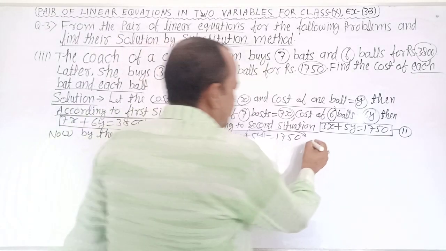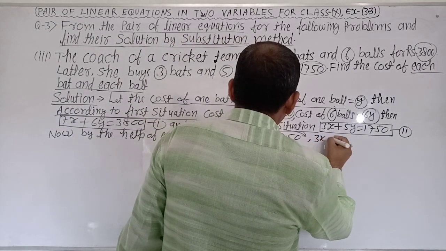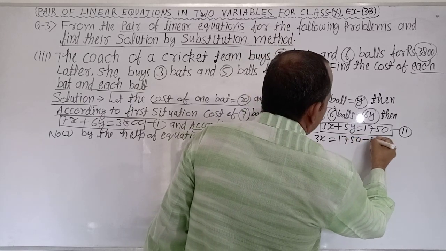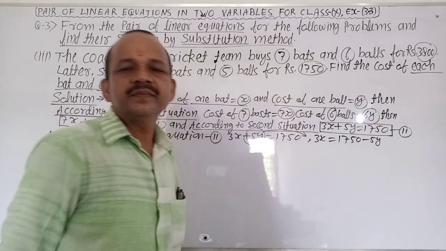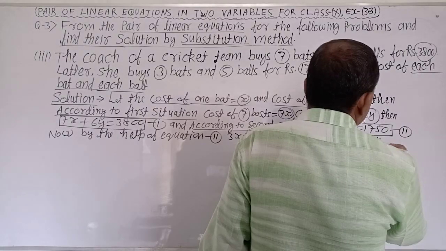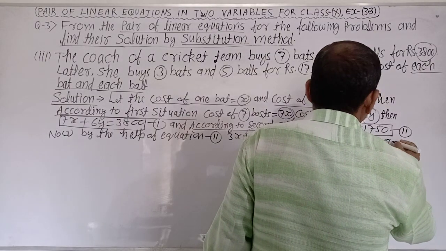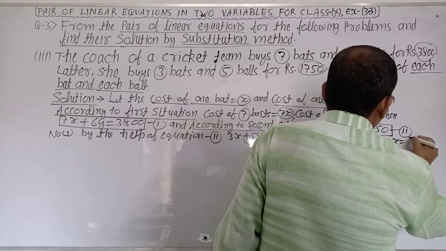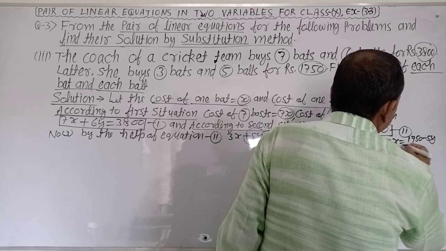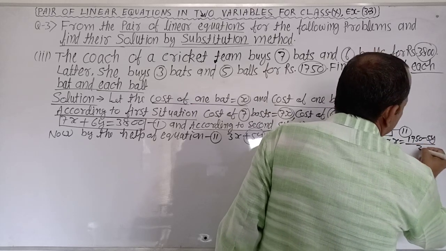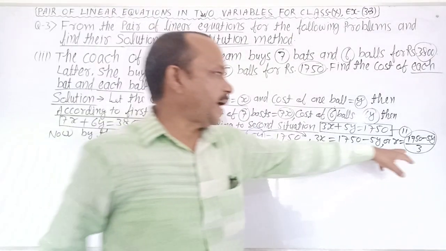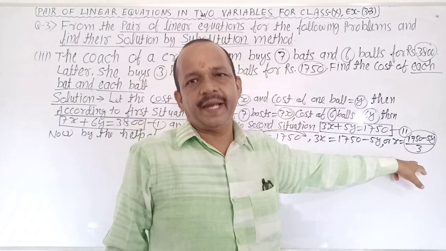Clear? It becomes 3x equal to 1750 minus 5y. You can write it as x equal to (1750 minus 5y) upon 3. It is the value of x. You find the value of x.